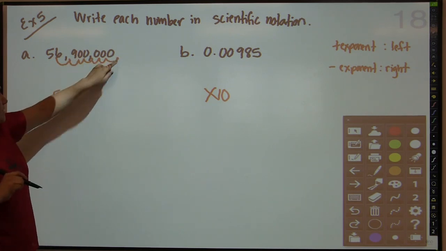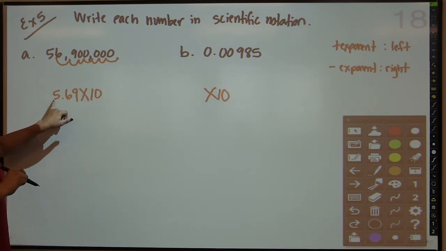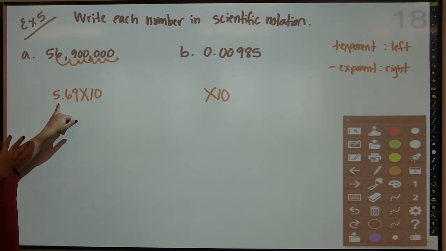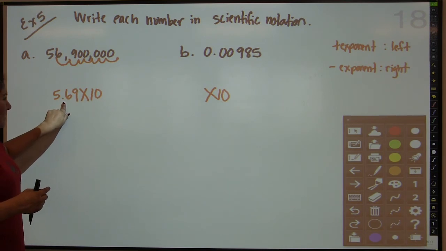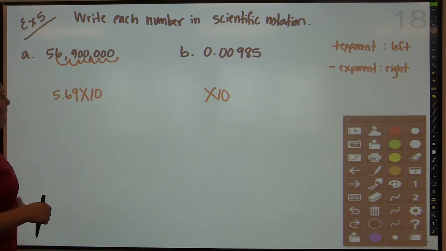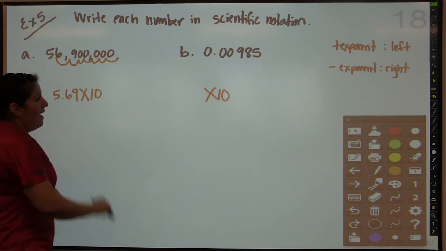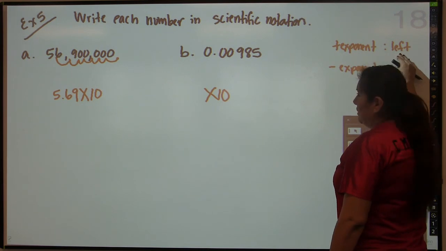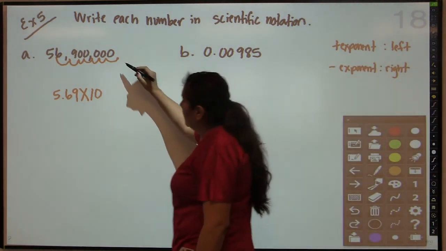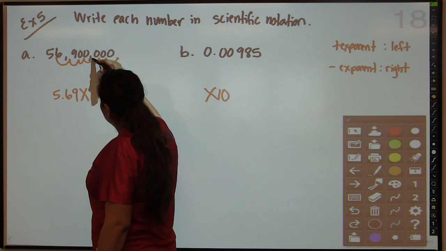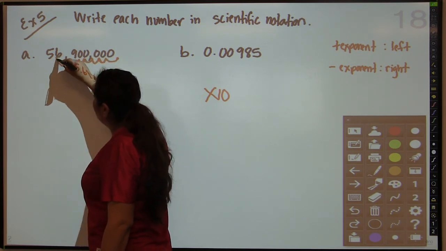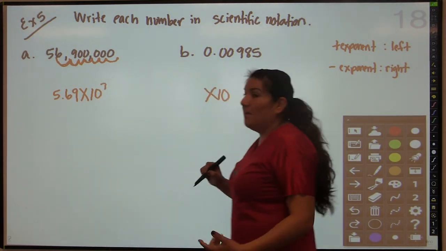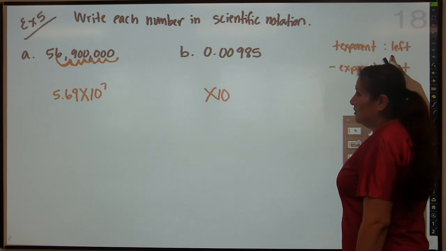5.69. I don't write all those zeros. It's just 5.69. Is 5.69 smaller than 10? Yes. Is 5.69 larger than or equal to 1? Yes. So this number is going to be the A. Now what I need to figure out is what is my exponent going to be? And that's what I've written over here. When you have a positive exponent, it means you're moving it to the left. So that's what we did. We started off here and we went 1, 2, 3, 4, 5, 6, 7 times we moved it to the left. So my exponent is going to be 7. It's a positive 7 because I moved to the left.